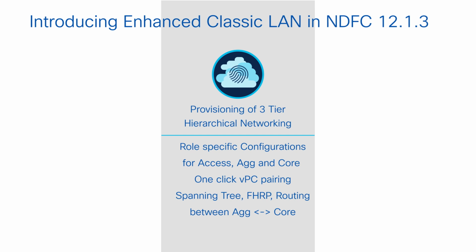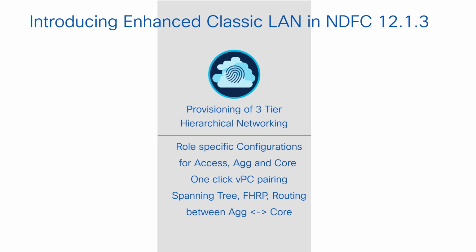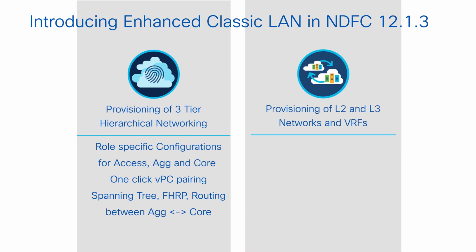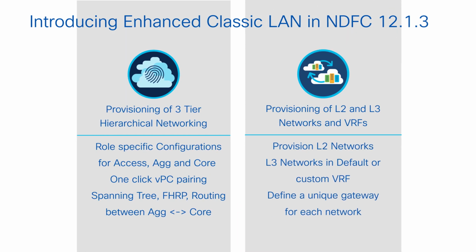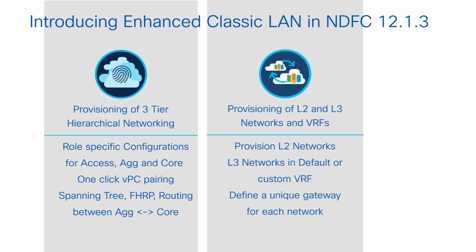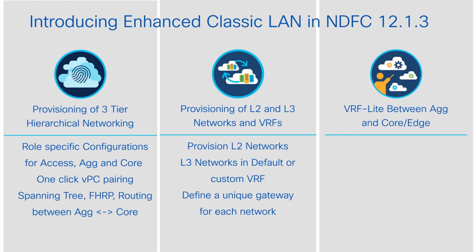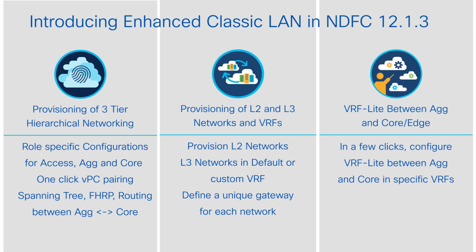Now, when we're looking at the configurations, we don't just stop at day 0. Once the network is up, there is a need to deploy layer 2 as well as layer 3 networks and VRFs. We have VRF Lite, which is again best practice recommendation between the aggregation and core for routing. All of this again has been templatized, and that entire template and best practice is embedded into the solution that's called Enhanced Classic LAN.